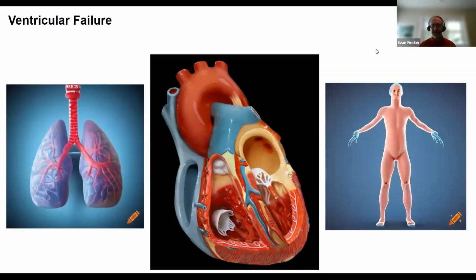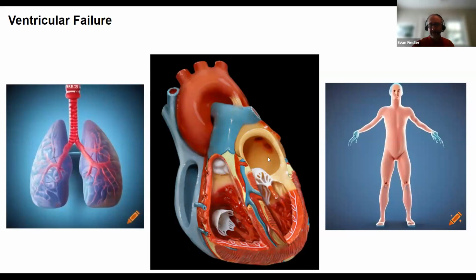Ventricular failure. Here we go. Ventricular failure. Think backwards. Let's start with the left ventricle. So here is our left ventricle. If the left ventricle fails, the blood is not going to move forward. It's going to move back up, backwards.